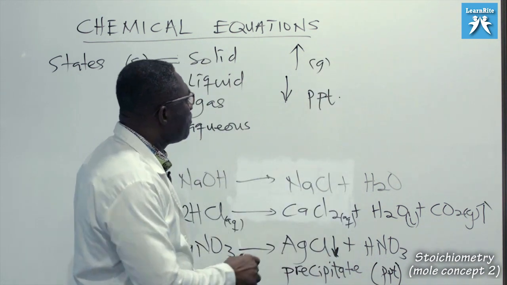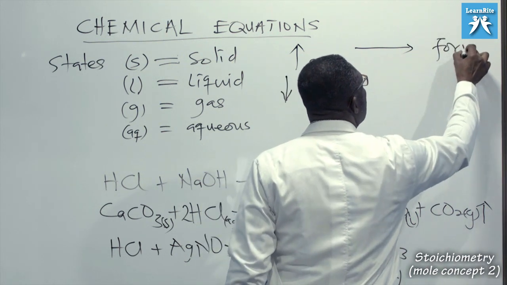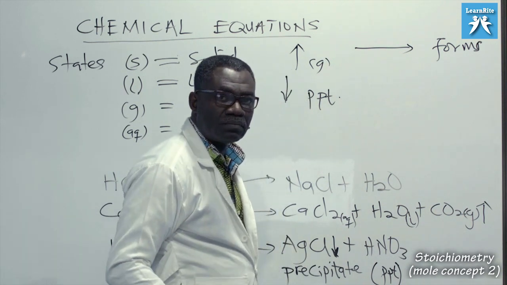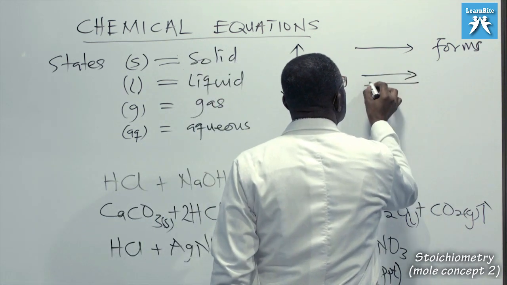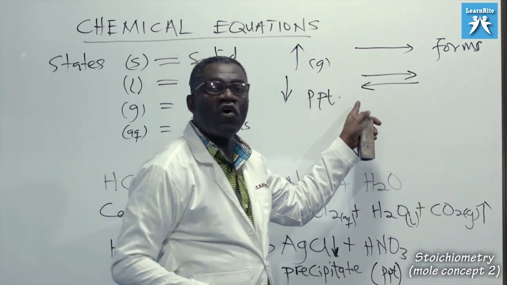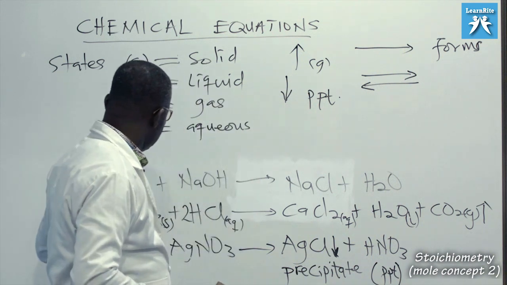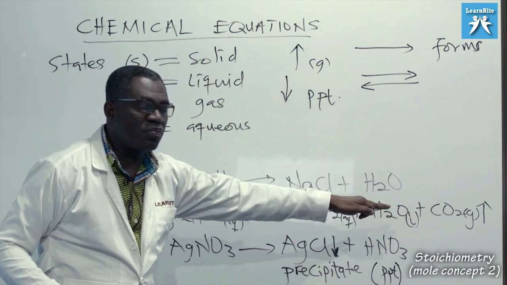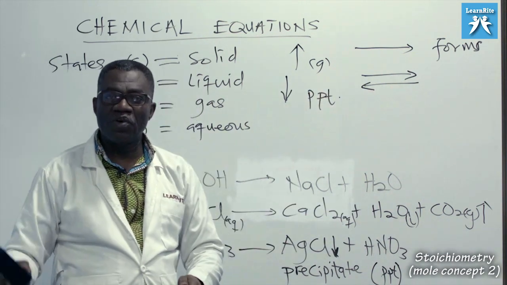And we have other symbols. This one, that is what we use most. We say it goes to form, forms the product. We have this. It means that it forms in both directions. The reactants here, for instance, can go to form this. At the same time, this product here can also react to form this. So if you see this, we say it forms in both directions.